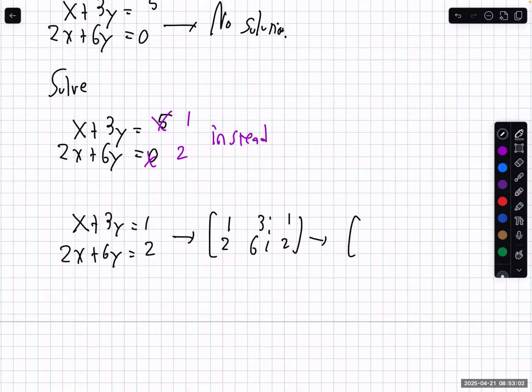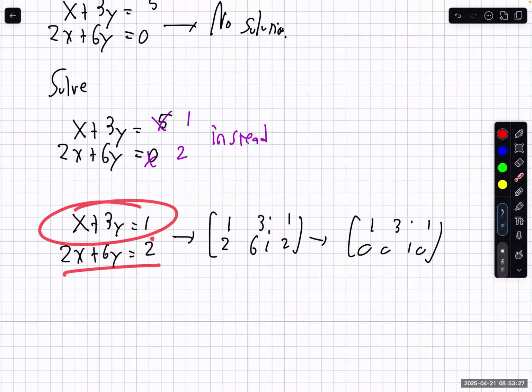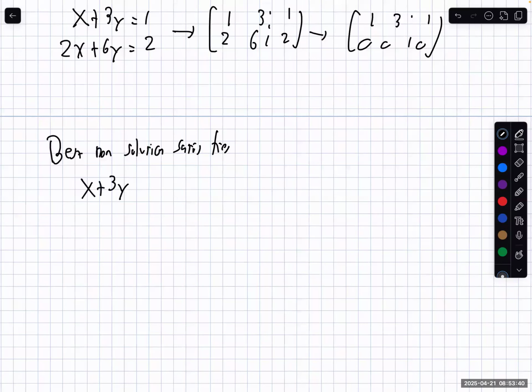So back to chapter 1. Elementary row operations. Not surprisingly, this second equation has no new information. So we've got an unknown x and y. This tells me how x and y are related to each other. The second equation doesn't tell me anything new. So the best non-solution satisfies x plus 3y equals 1.